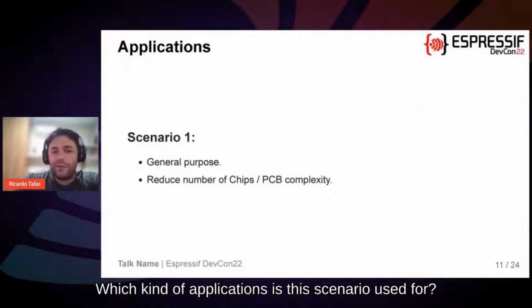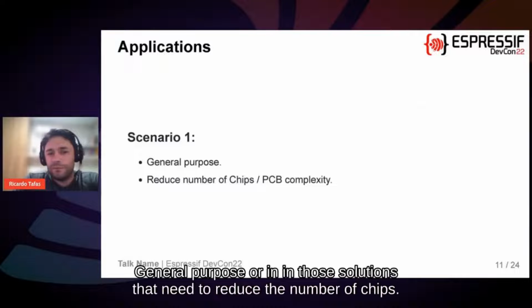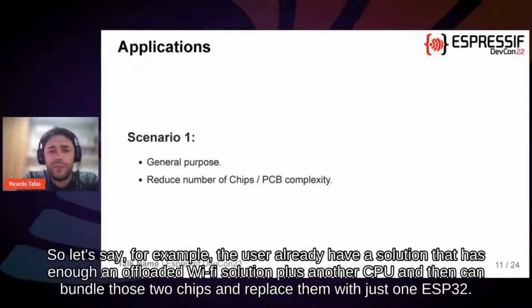So which kind of applications is this scenario used for? General purpose, or in those solutions that need to reduce the number of chips. So let's say, for example, the user already has a solution that has an offloaded Wi-Fi solution plus another CPU, and then can bundle those two chips and replace them with just one ESP32.